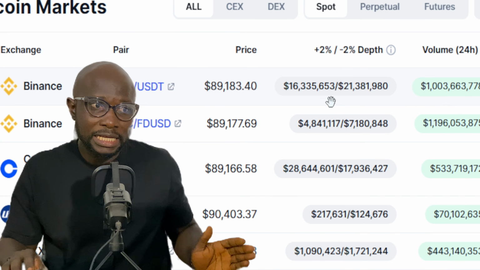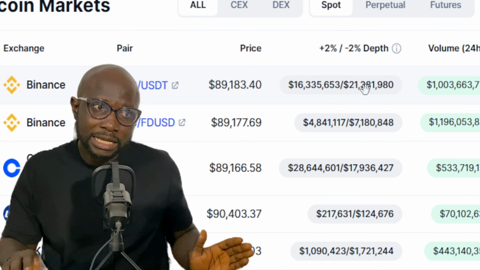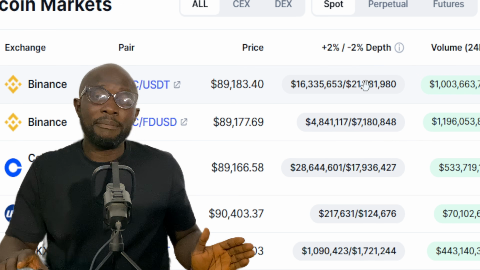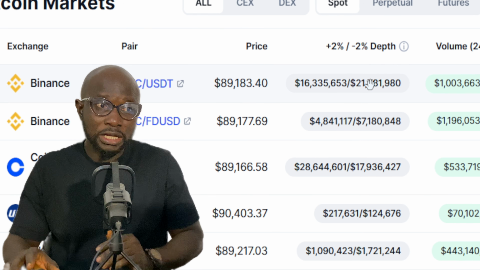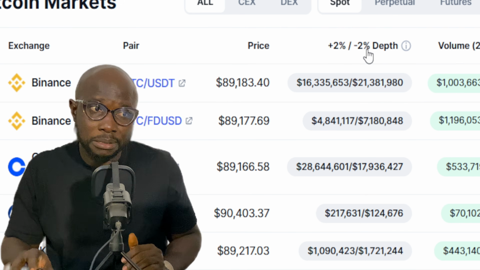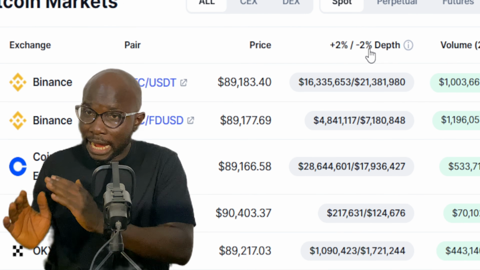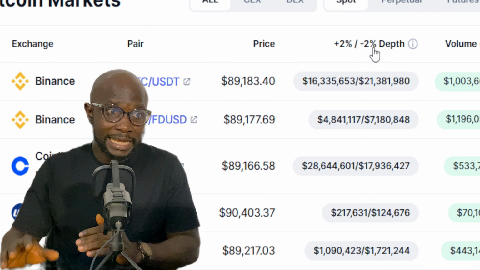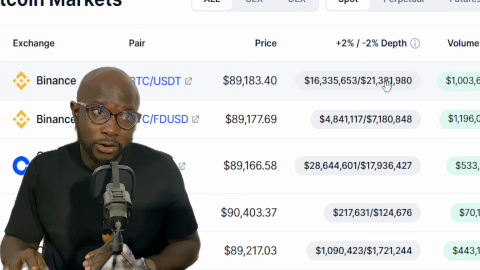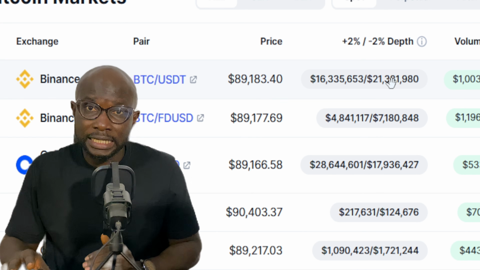Why the second one? You see that they put a demarcation here. The second one at the right side is -2% depth, which is for people that want to buy. Which means this -2% depth is for buyers. They want to buy if the current price decreases by just 2%. They are there, and look at the total volume of the amount they're ready to buy.